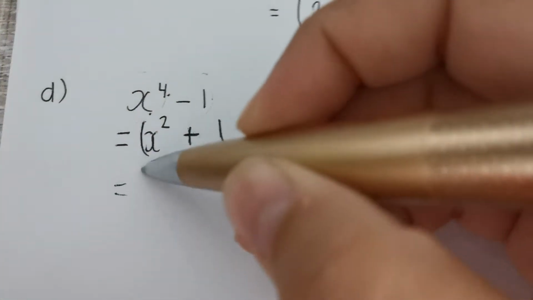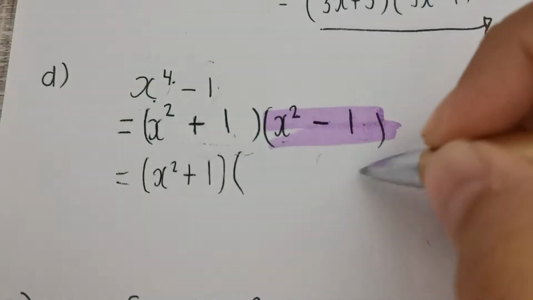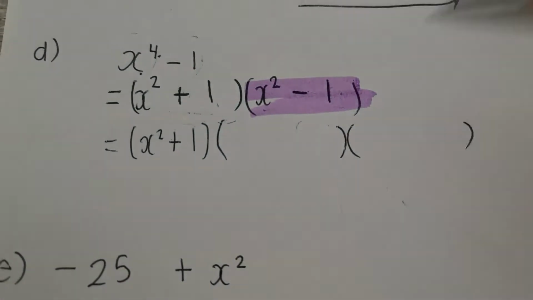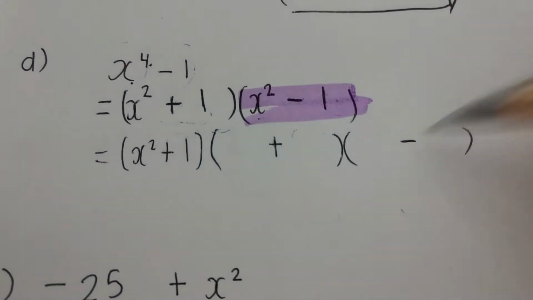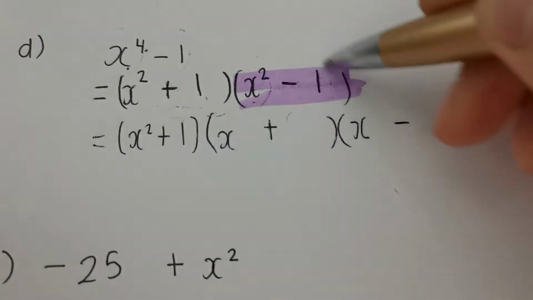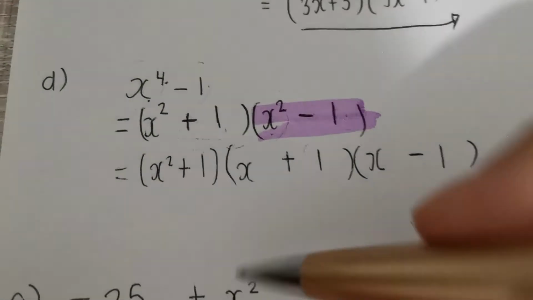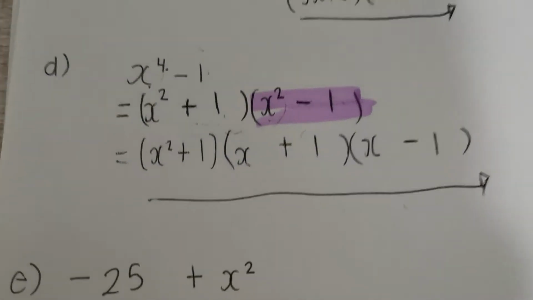So this here, we're going to copy it as it is because we can't do anything with it. But this one, we get to open up two brackets again. One with a plus, one with a minus. Square root of x squared, x and x. Square root of 1, 1 and 1. Can I go further now? No. This is our final answer.